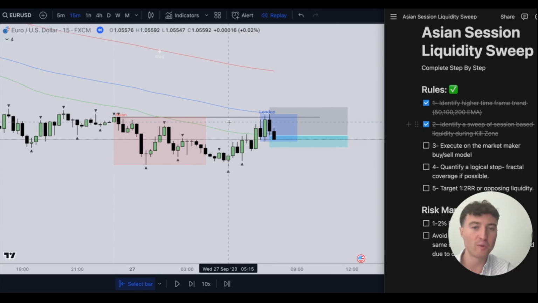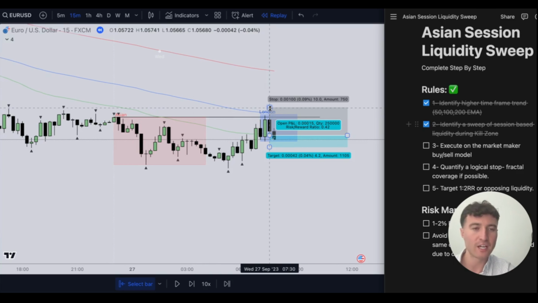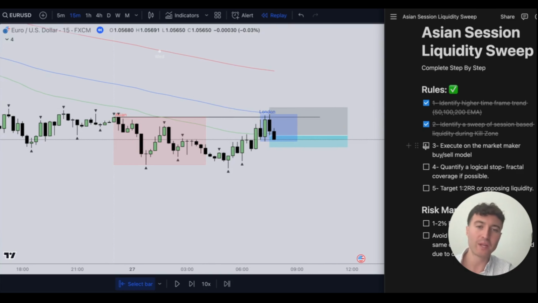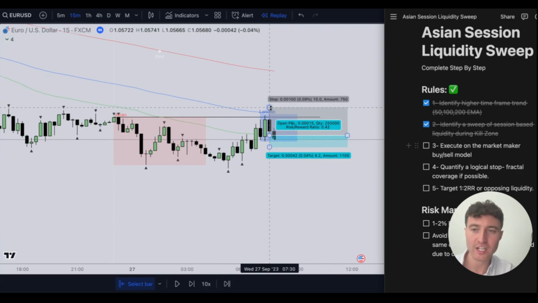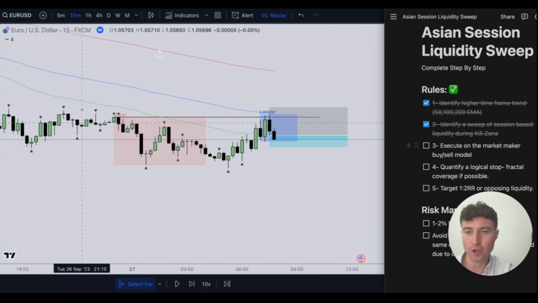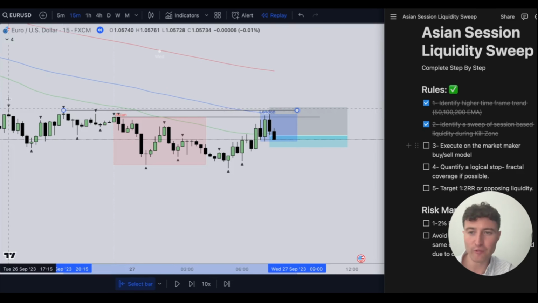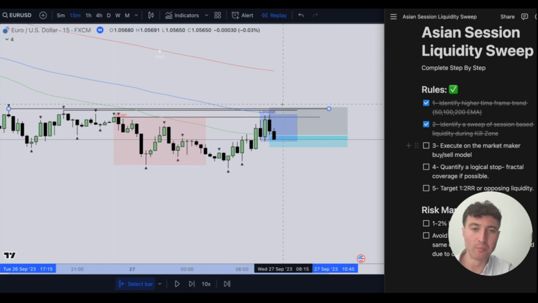In terms of a stop loss, we look left. Can we get in any coverage in terms of fractals? Okay, so if you're looking left here, you've got these sort of fractal highs right here. So a stop loss just above there would make sense in terms of having some coverage on your trade.